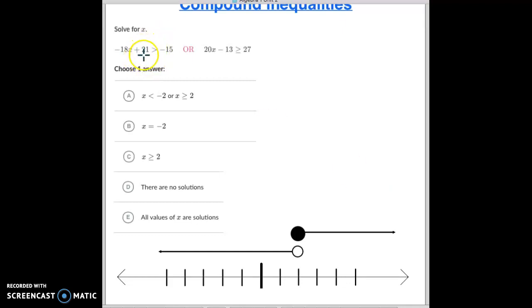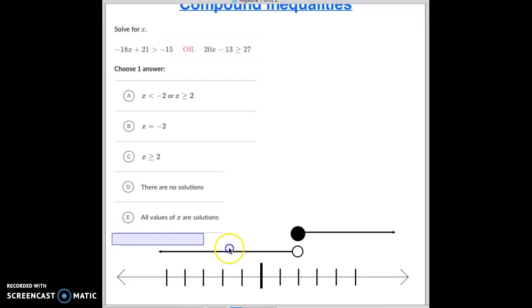So this one was x is less than 2. This one was x is greater than or equal to 2. So you can see we've got this. Now, because of the word "or" up here, it can either satisfy this equation or it can satisfy this equation. If it satisfies one or the other, it's okay.